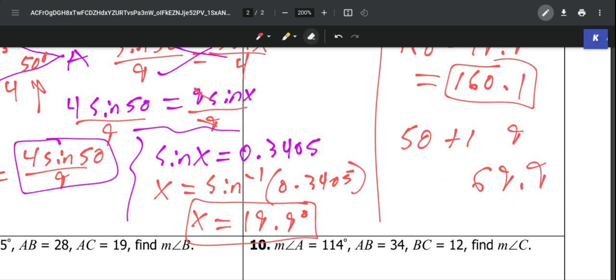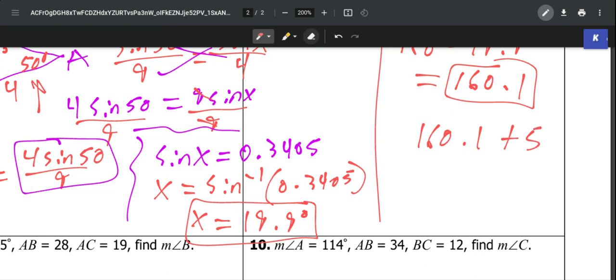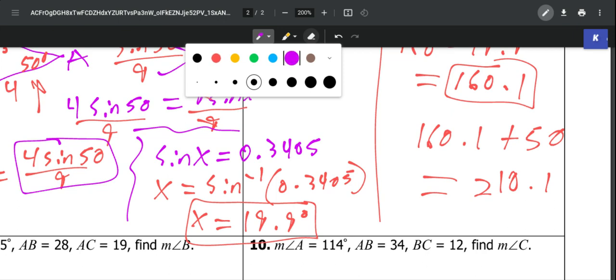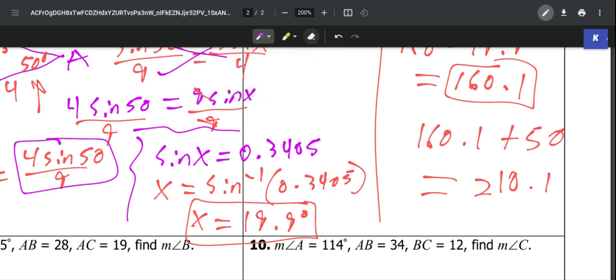Now we'll have to test out 160. 160.1 plus 50 is going to give us, what would that be? 210.1. So as you can see, that is not possible. We can't have two of our angle measures give us more than 180 because a triangle has to be 180. So that doesn't work. 160 is not an answer. Our only answer here is 19.9.